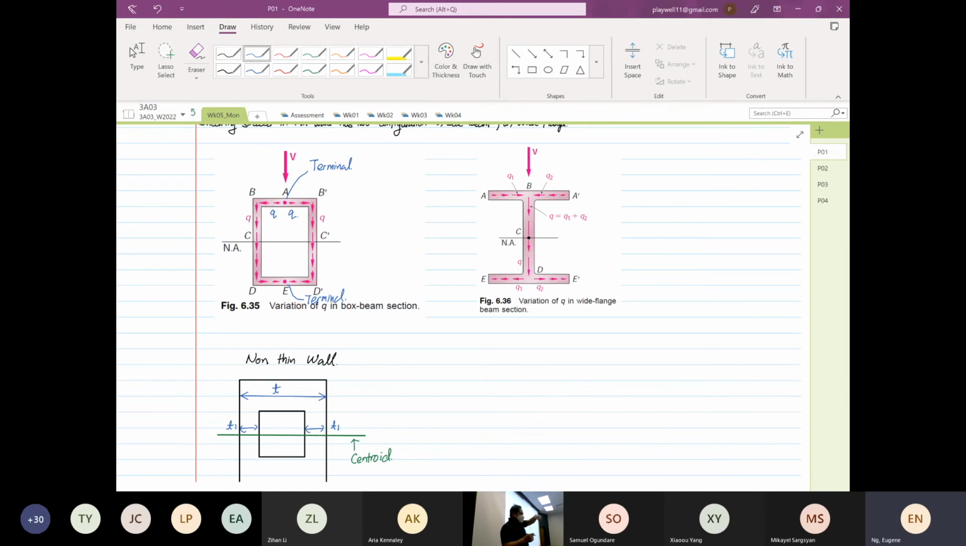So it's like fluid flow. If you have a terminal at A, you put water in, water will go to the left, and water will go to the right. For thin wall structure, you have to think more this way.